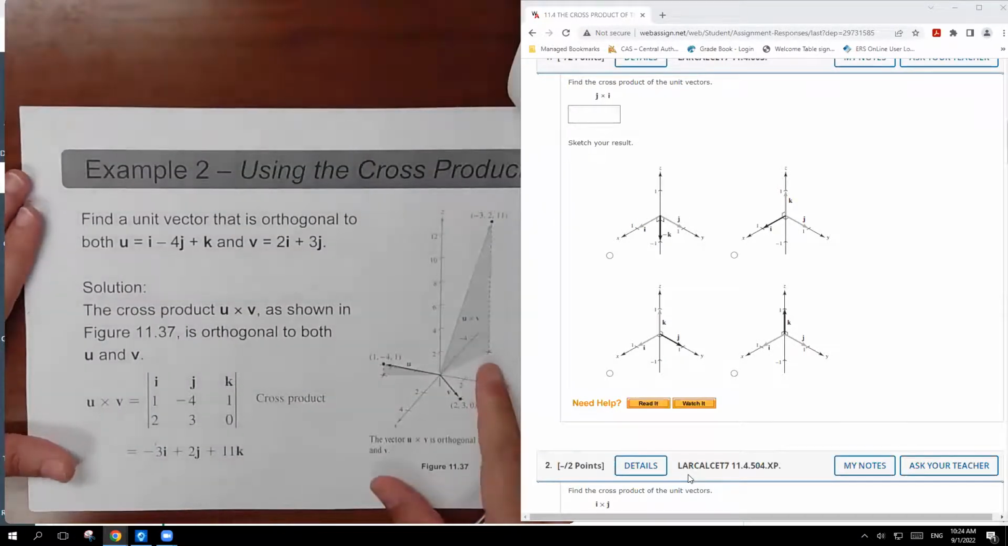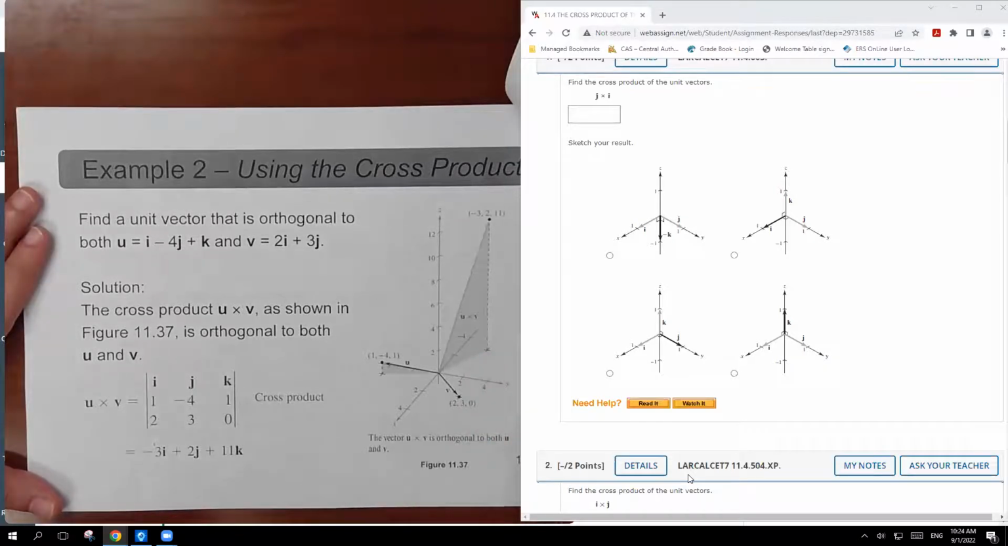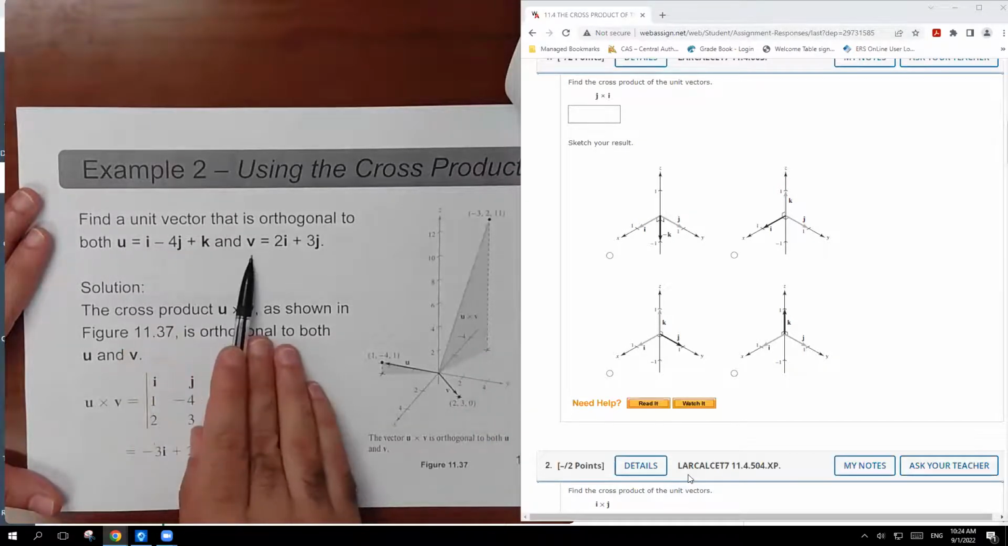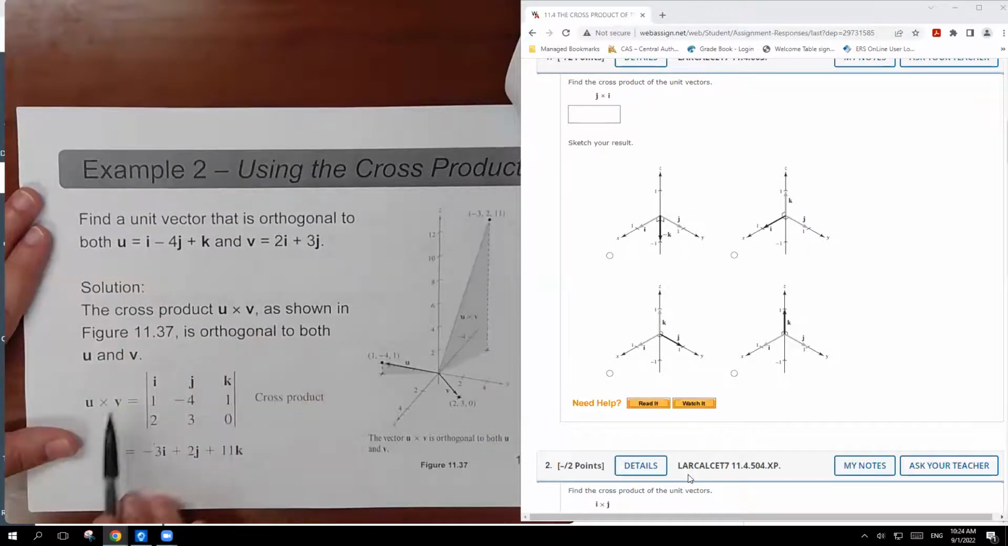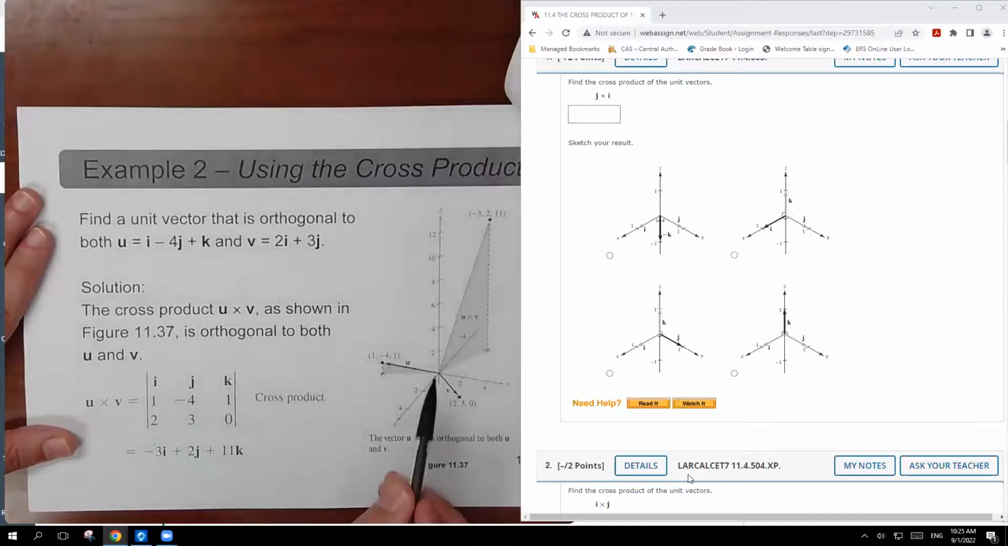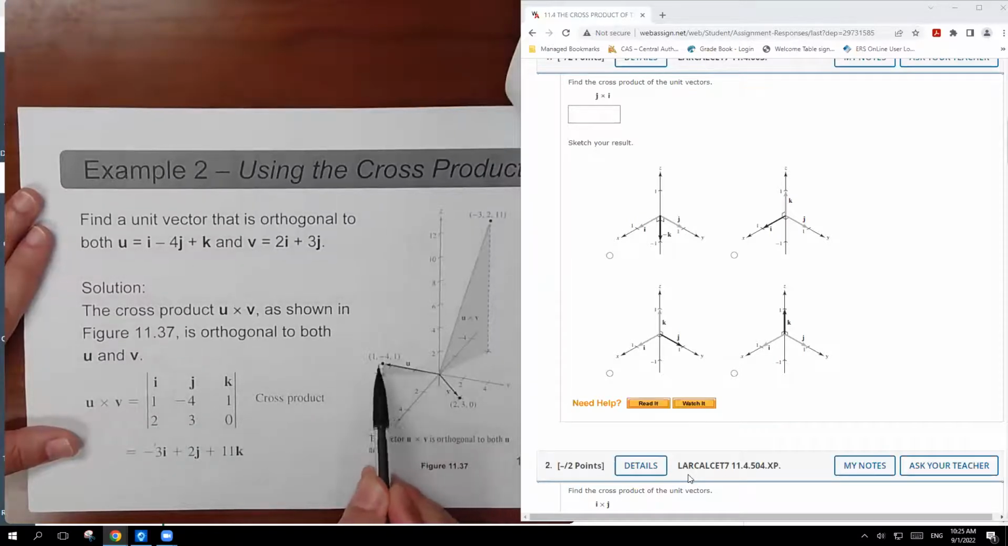And here's an example. I'm just going to show you with this example. If you have U and V, the cross product. So here's U and here's V. The cross product, here is the result. You see this vector? This is the cross product, and it is always going to be orthogonal to U and V.